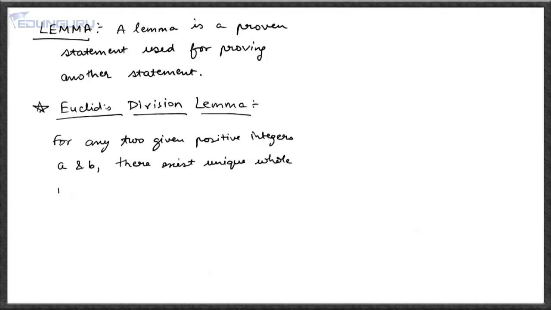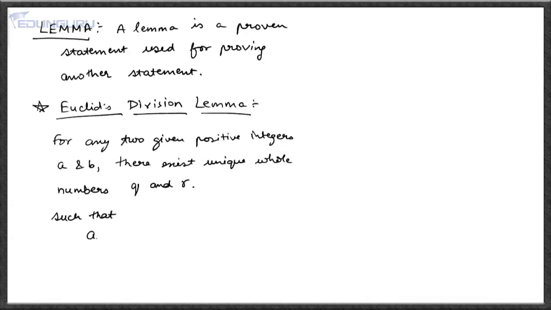Mind you, somewhere I am saying integer, somewhere I am saying whole numbers. So, be clear about that. Let's call them Q and R. So, there exist unique whole numbers Q and R such that I can write a relationship, and that is a is equal to b Q plus R. So, the relationship would be like this: a is equal to b into Q plus R.